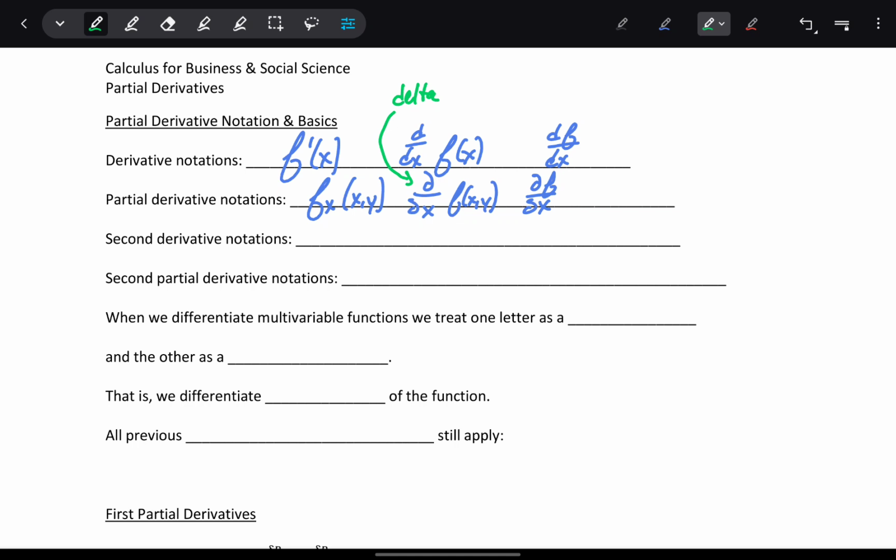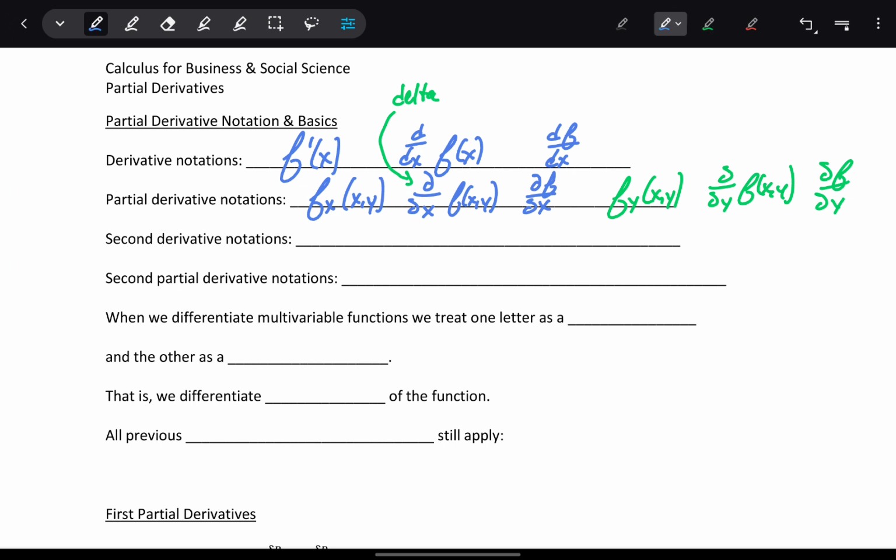Now if we wanted to differentiate with respect to y, we would make a small change to each of those notations. We would write f sub y, or delta over delta y, or delta f over delta y. So whether we have an x or a y in that partial derivative statement, that's going to tell us a slightly different approach to take to the problem.